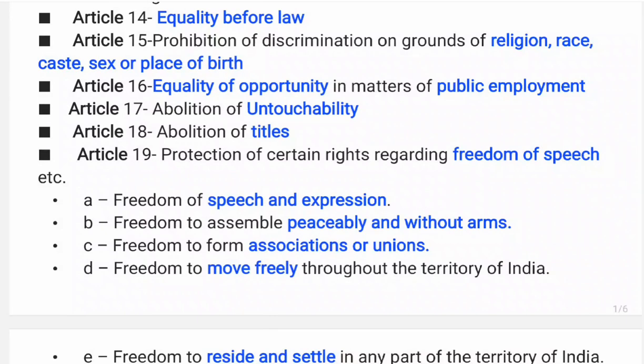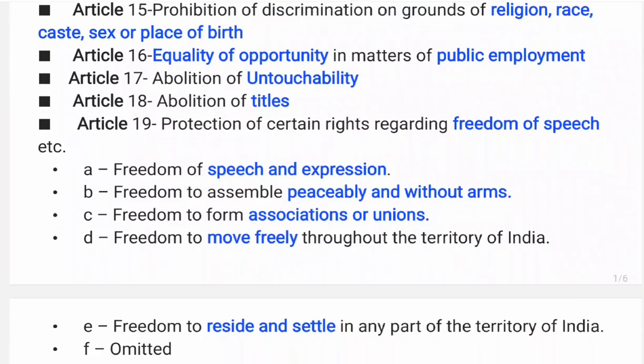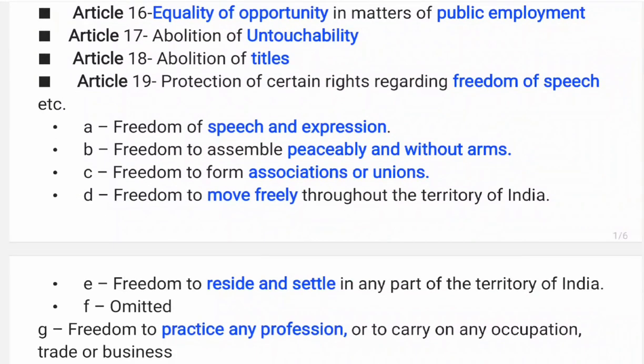Article 18, titles. Article 19, freedom of speech. There are 6 parts in the freedom of speech. One part is omitted. 19A, speech and expression. 19B, peaceful and without arms. 19C, association or unions. 19D, move freely. 19E, reside and settle. 19G, practice any profession.